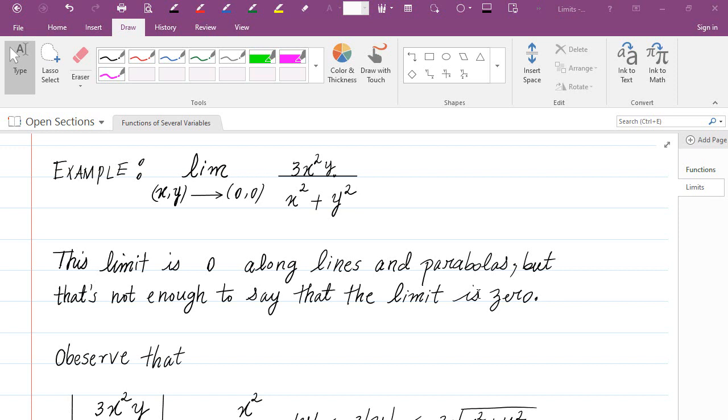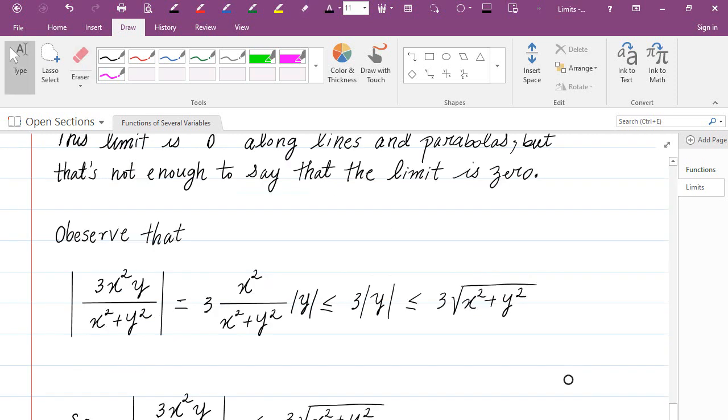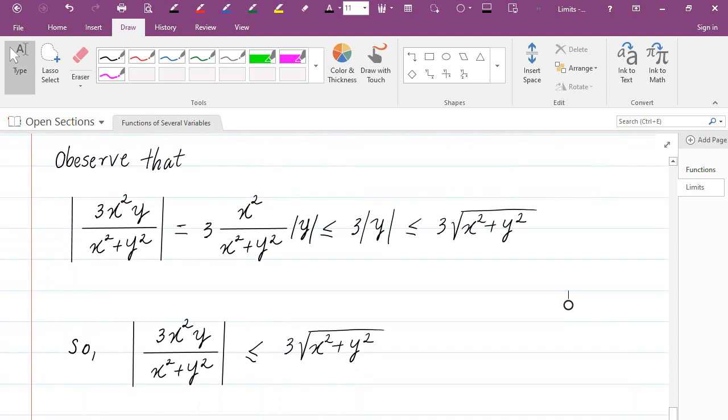Since the limit is 0 along lines and parabolas, maybe that gives us some confidence that the limit is 0. So now the job is to show that the limit is indeed 0. So how do I do that? Well, we take the absolute value of the function. So observe that the absolute value of the function is equal to 3 times x squared over x squared plus y squared times the absolute value of y.